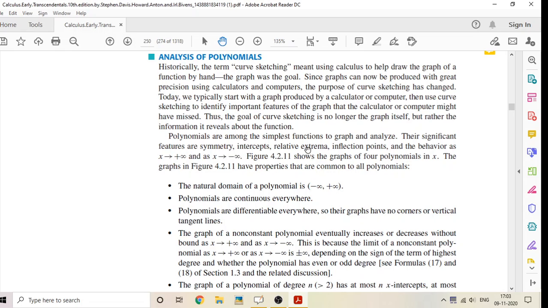So relative extrema, you know that, and there are inflection points, and for every polynomial, it either goes to infinity or minus infinity as x tends to infinity or x tends to minus infinity. This behavior is called the end behavior of a function, and so we will look at all these properties of polynomials. Whenever you take a polynomial function, it is defined for all x values, or all the real values.